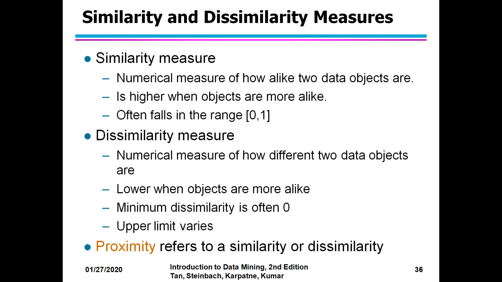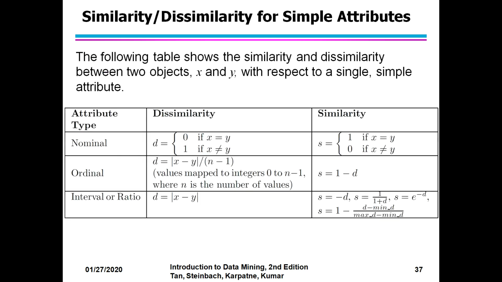Now, a dissimilarity measure gives numerical values of how different two objects are. It is lower when two objects are more alike. If the two objects are completely different, then there is complete dissimilarity. The minimum dissimilarity is often 0. The upper limit will vary. Proximity refers to the similarity or dissimilarity. Now, similarity or dissimilarity for simple attributes. The following table shows the similarity and dissimilarity between two objects x and y with respect to a single simple attribute. The attribute type is nominal, ordinal, or interval or ratio.